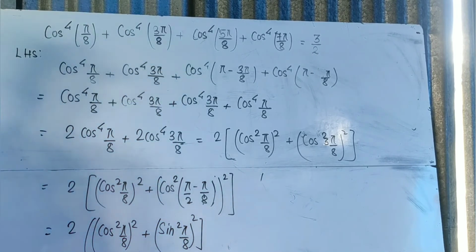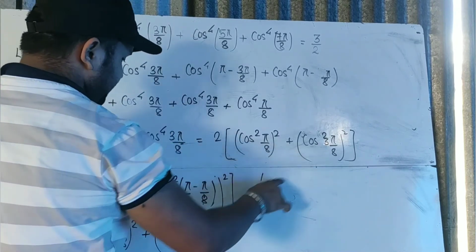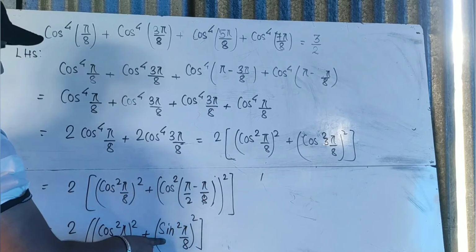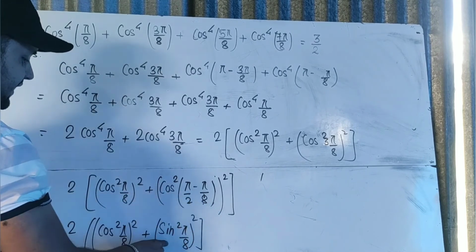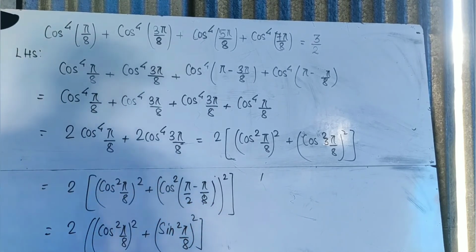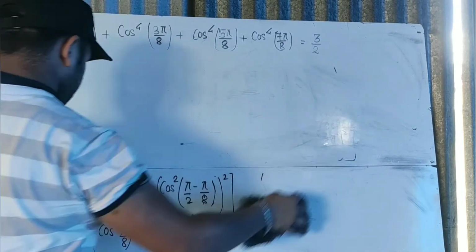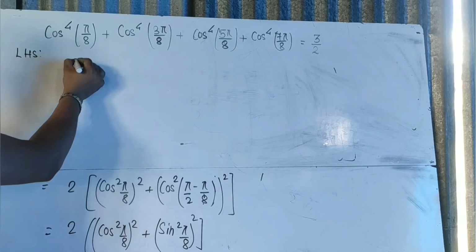Now we'll use the formula of a square plus b square here. So remember, 3 pi by 8 is converted into pi by 2 minus pi by 8. Why is it done? To change this cos into sin. 90 minus theta is sin theta, so square here. Now we come here again and apply the formula of a square plus b square.